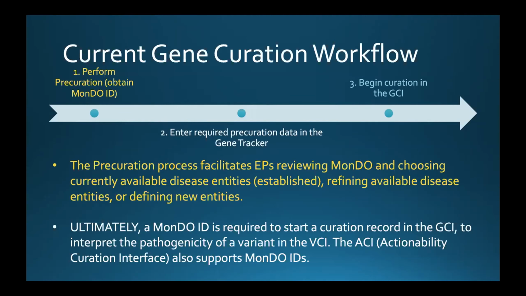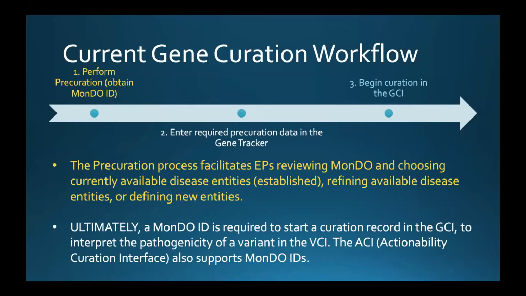When you're in a group and you find that there is not an appropriate disease nomenclature currently available, we actually have a way to develop new disease entities. And again, ultimately that Mondo ID is required to start a curation record in the GCI. And that's why it's really important to review this process of defining a disease entity and obtaining that ID. It's also required to interpret the pathogenicity of a variant in the VCI.